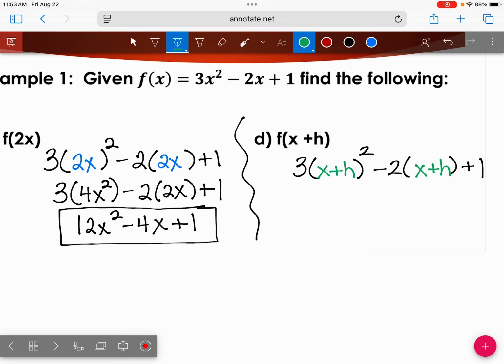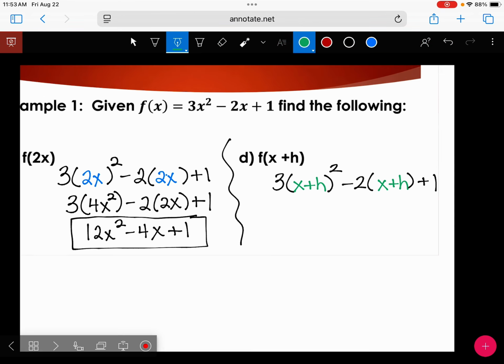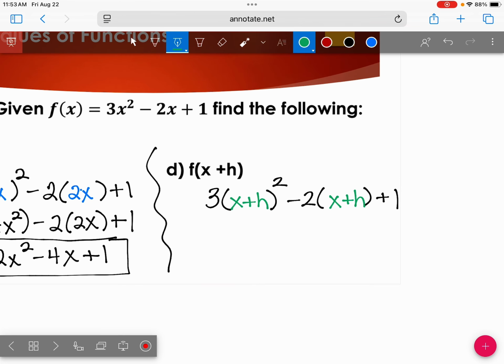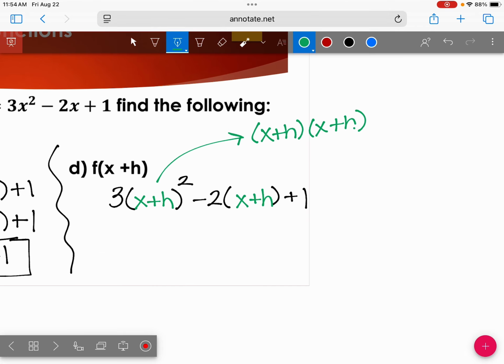So now we're going to take, again, you want to start by multiplying this out. Because what this means is you're going to take x plus h times x plus h. And I don't care what method you prefer. I'm going to do a box because I think that's what most people will do. Go ahead and fill in your 4 squares.